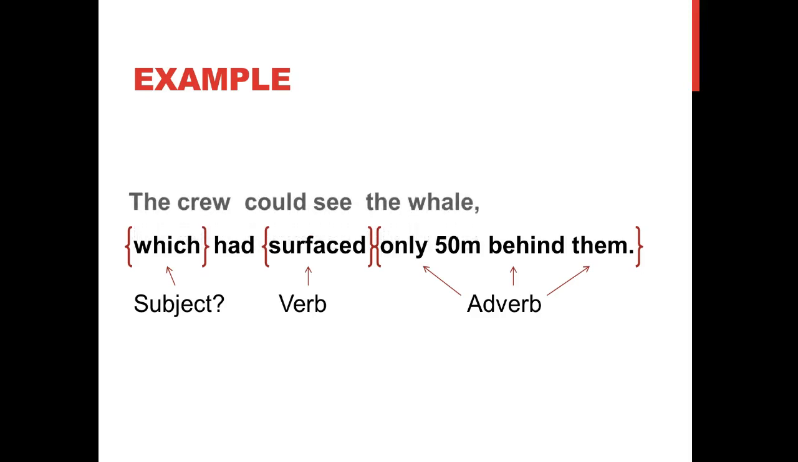Now, the proper sentence actually has this extra independent clause on top of it, which is the crew could see the whale. Now we can see that there is a subject, the crew. They are doing the action of seeing the object of a whale. So we can see when these two are put together, the crew could see the whale, which had surfaced only 50 meters behind them. We understand that the subject becomes the whale.